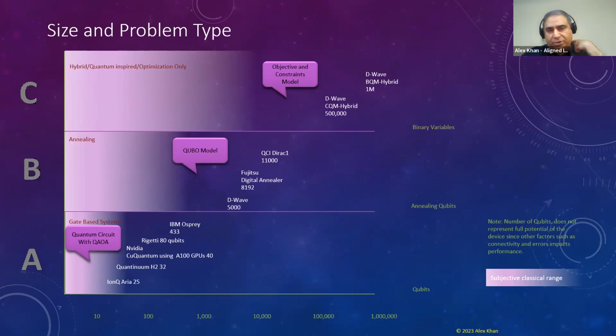So question, is QCI Dirac fully connected? I believe it is fully connected. I mean, it has its own, they call it an entropy system. And I believe that each qubit in that is connected to every other one, but I'm not familiar with the technology that they use to actually run that. Okay.